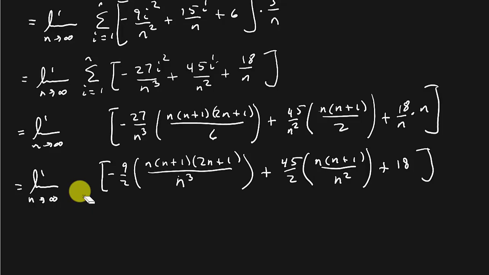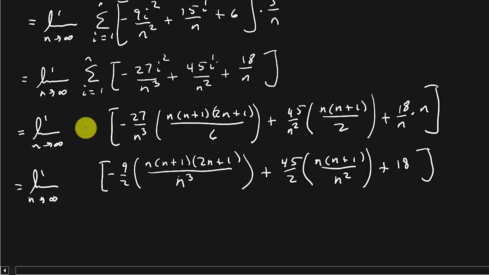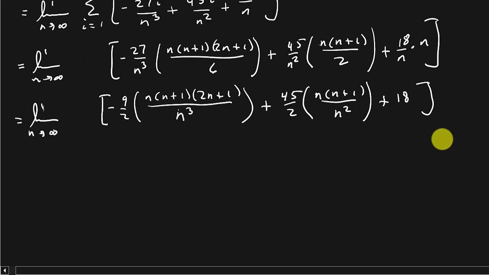All right. So yeah, the summations are gone. So now we're ready to take the limits of these things. So let's take the limits. The limit is going to be negative 9/2 times, okay, that's just a constant, so it's going to be that constant times whatever the limit of this is, which is going to be 2.